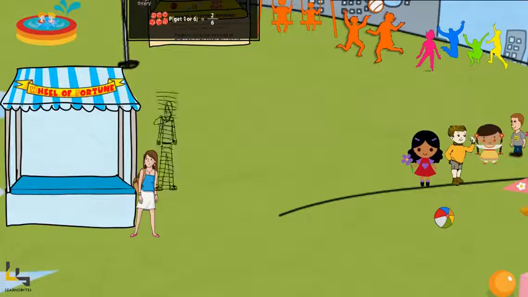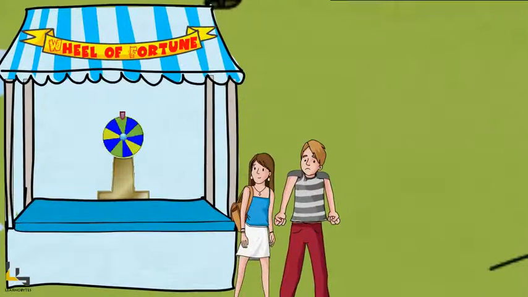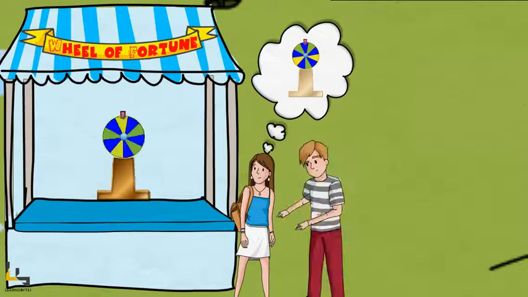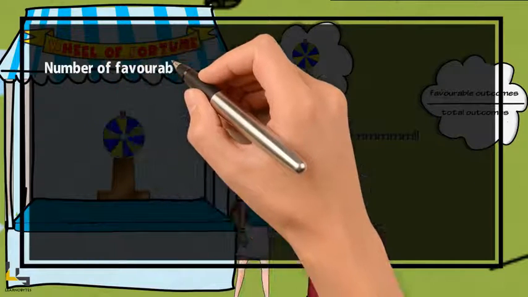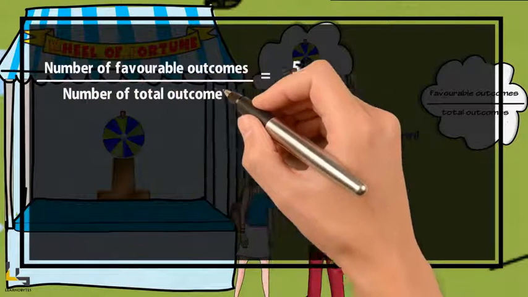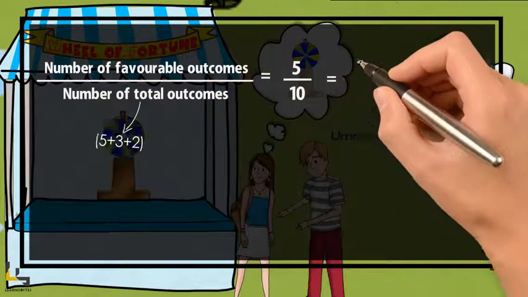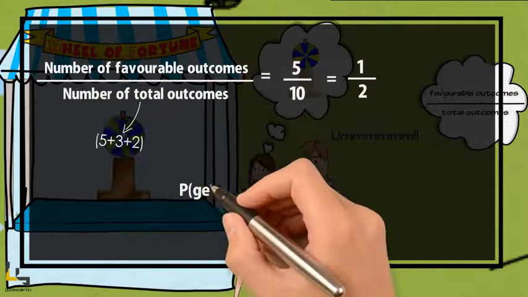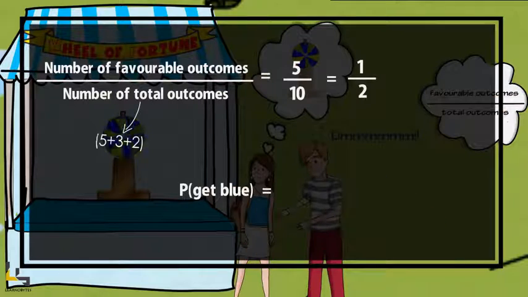Okay, this is a Wheel of Fortune game. The wheel has 5 blue stripes, 3 green and 2 yellow ones. When you spin the wheel, tell me, what is the probability that you will get a blue? Well, the number of favorable outcomes is 5 in this case, and the total outcomes are 5 plus 3 plus 2, that is 10. So, the probability of getting a blue is 5 by 10 or 1 by 2.